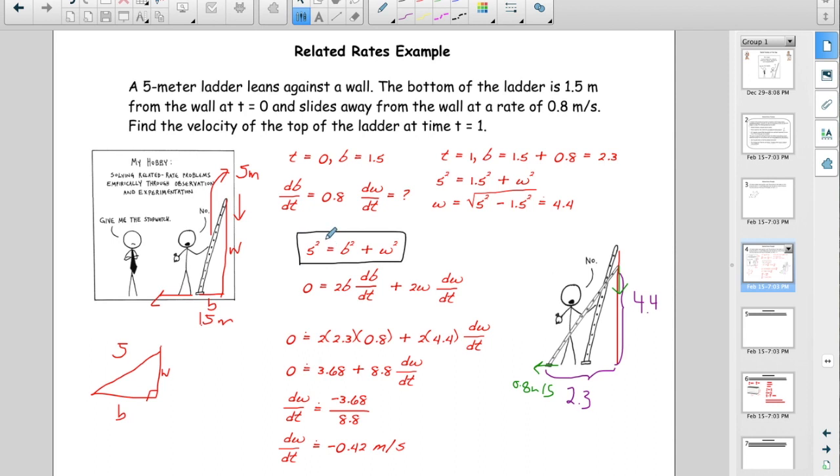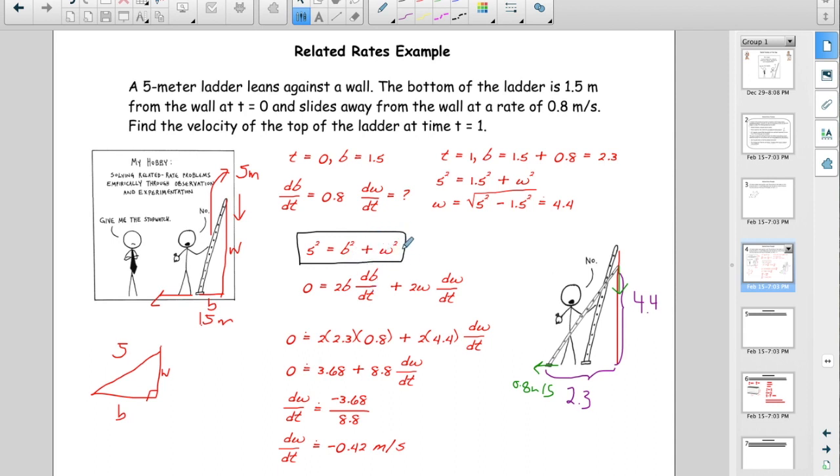So the derivative of a constant with respect to any variable is going to be 0. That's where the 0 came from. Here I'm going to have to use implicit differentiation. So the derivative of b squared with respect to itself is 2b times db by dt.